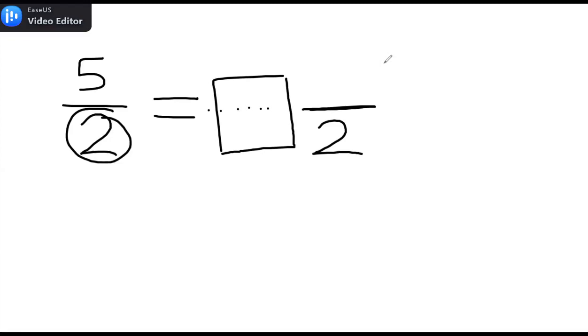2. Yes, and the remainder? And the remainder 1. Yes, remainder 1, because 2 times 2 is 4, and the remainder of 5 from 5 is 1. Thank you. This is an example of converting an improper fraction into a mixed number.